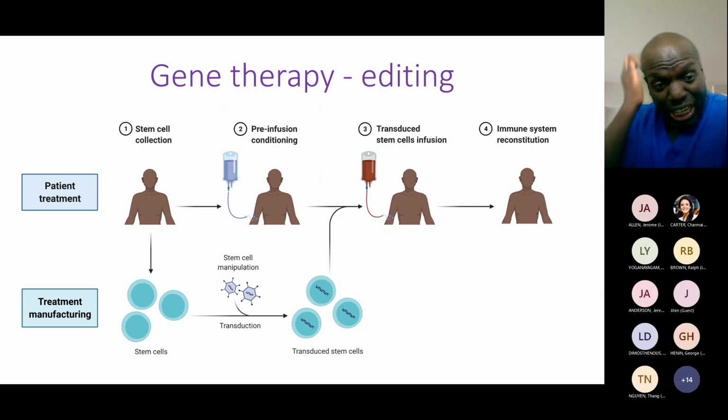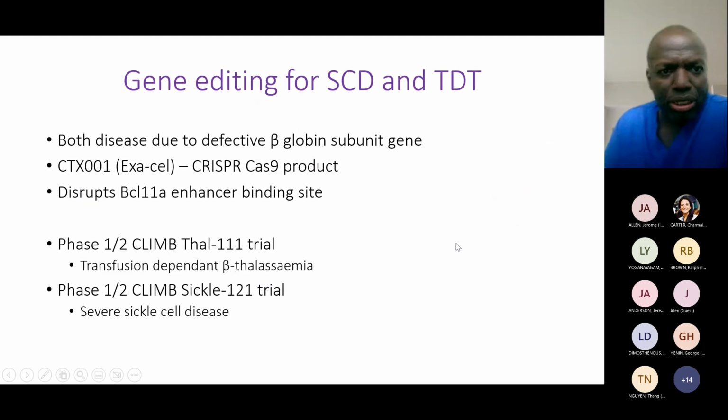So the gene editing process: the stem cells are collected from the individual, a relatively straightforward process. They are modified ex vivo while the patient is prepared with conditioning, which is currently busulfan. After they've been modified, the alteration as I described is made to the genetic code. Then you reinfuse those stem cells, which find their way back to the bone marrow niche and hopefully have a positive impact.